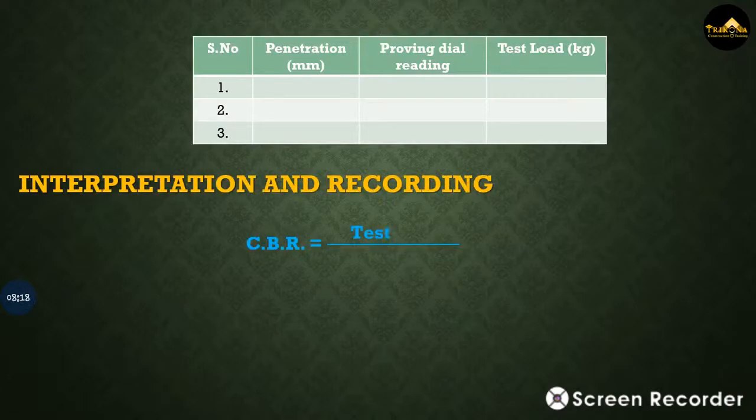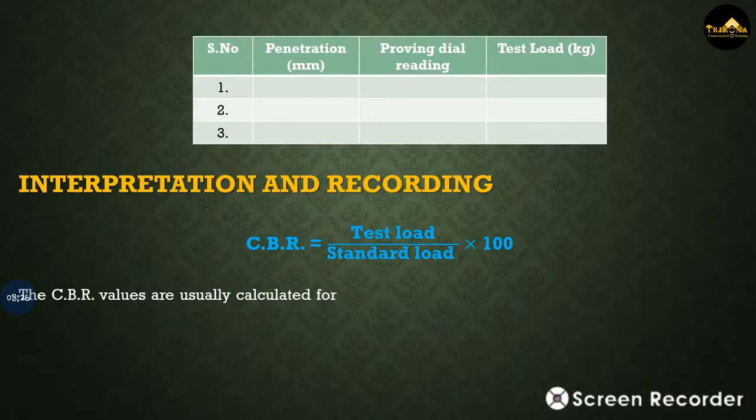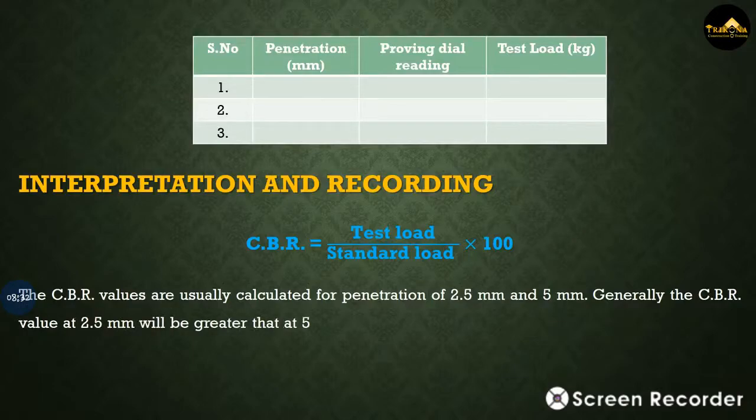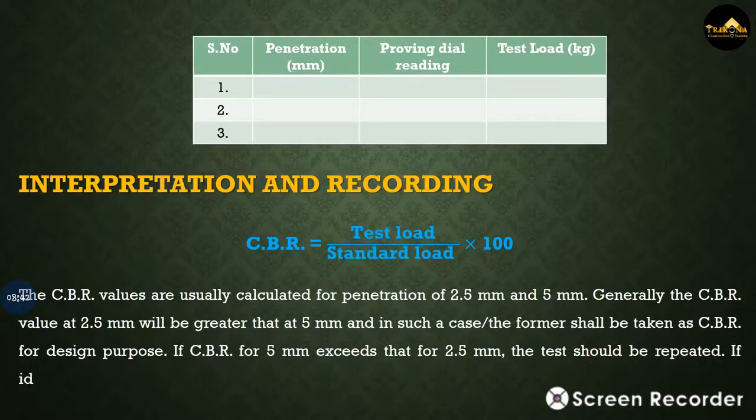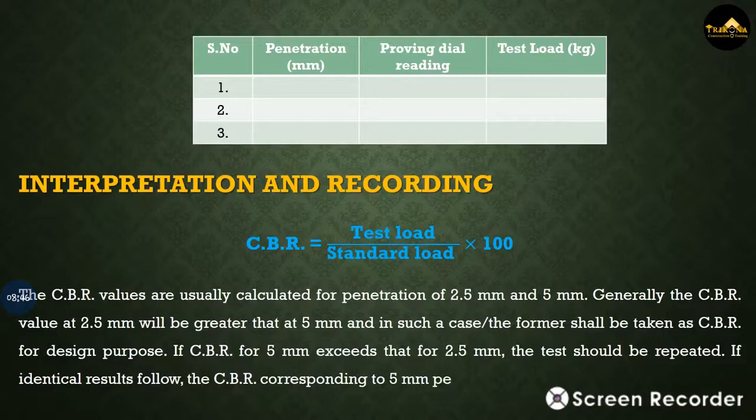For the interpretation and recording, you have to compute the CBR using this formula. The CBR values are usually calculated for penetrations of 2.5 and 5 mm. Generally, the CBR value at 2.5 mm will be greater than at 5 mm. In such a case, the value at 2.5 mm should be taken as the CBR for design purposes. If the CBR for 5 mm exceeds that for 2.5 mm, the test should be repeated.